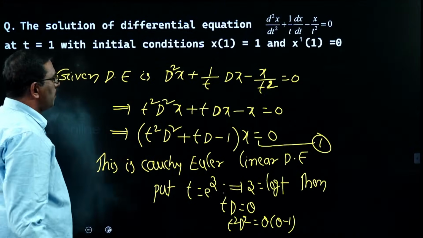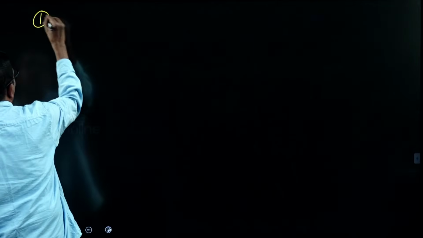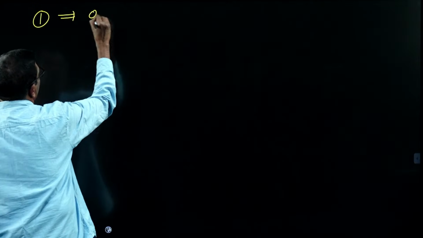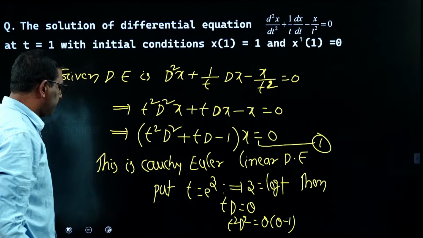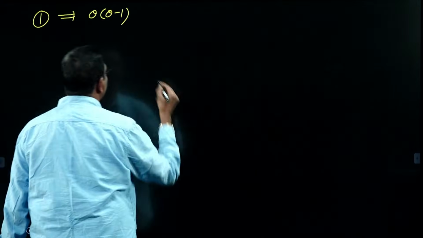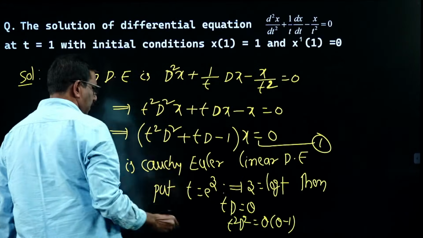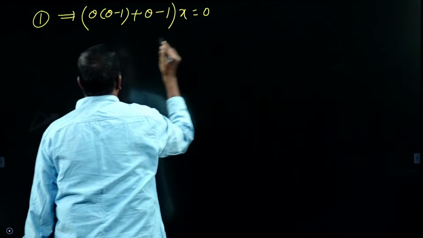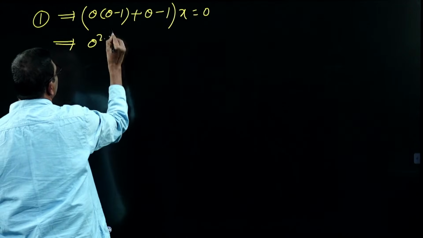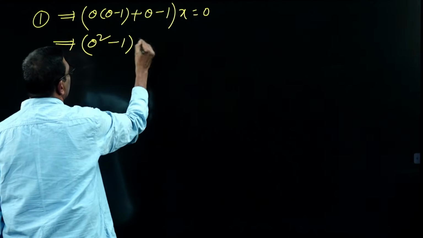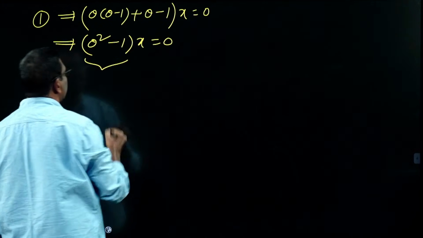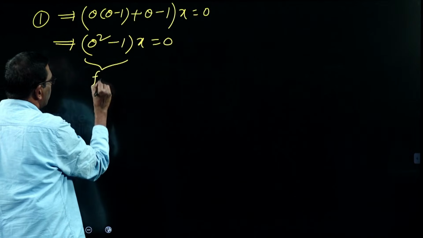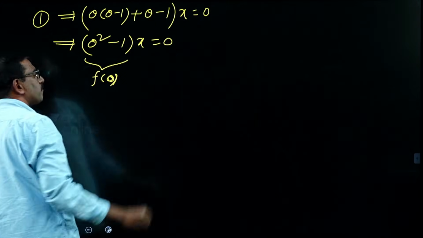Now, substitute in 1. I am substituting in 1, here you say this. In place of t square d square, I have to substitute theta into theta minus 1, or not? Theta into theta minus 1, plus td is nothing but theta, or not? Plus theta minus 1 into x is equal to 0. That implies theta square minus theta plus theta, both will cancel, into x is equal to 0. Now it is converted into a constant coefficients problem, F of theta x is equal to 0 form.